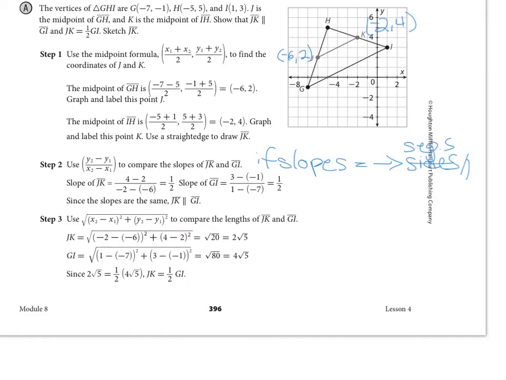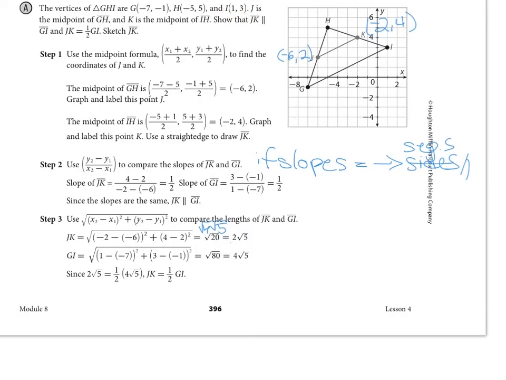Putting that square root of 20 into simplified radical form, remember, with taking out the perfect square of 4 and leaving 5 underneath the radical, the square root of 4 simplifies to just 2 radical 5. Now we're going to do the same thing with the distance for G to I. So here's G and I, remember.